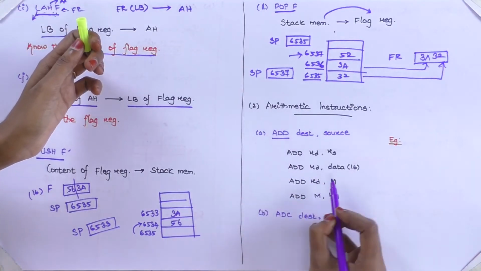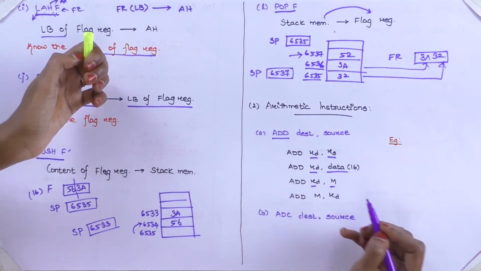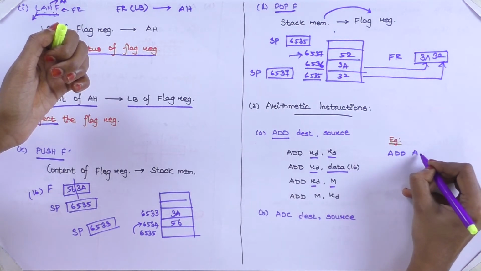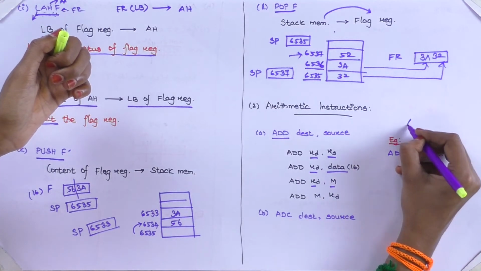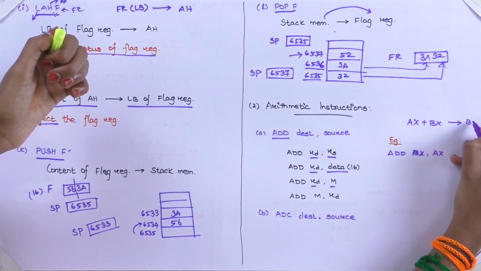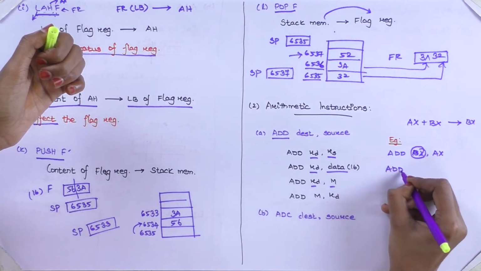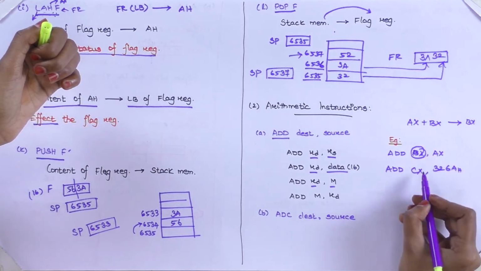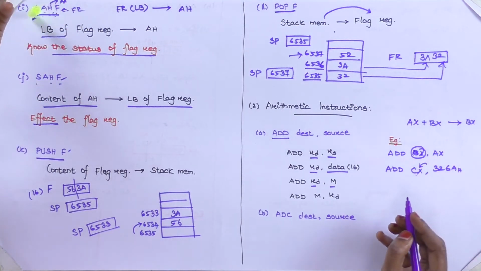So here the format is, you can add register to register, register with immediate value, register with memory, that is possible here. I will give an example, ADD BX comma AX. What will happen here is it will add the value AX plus BX and the result will be stored in BX. So as destination we have mentioned the BX register. If it is an immediate value, CX comma 326AH, the value from the CX register is added with 326A and the value will be stored in the CX register.